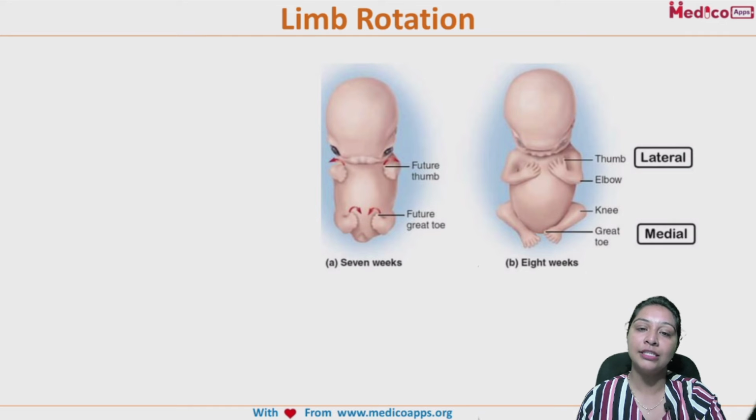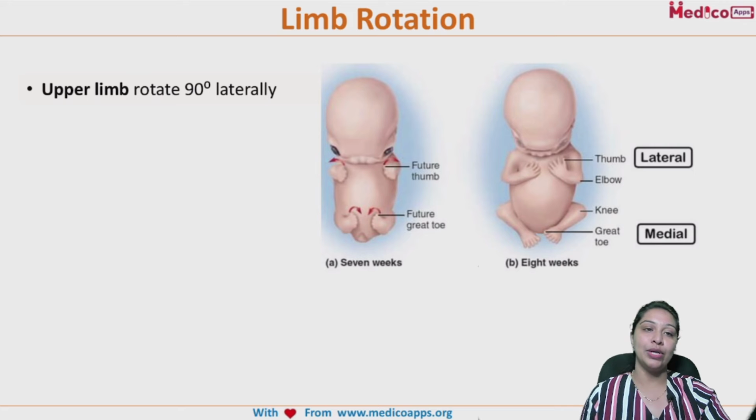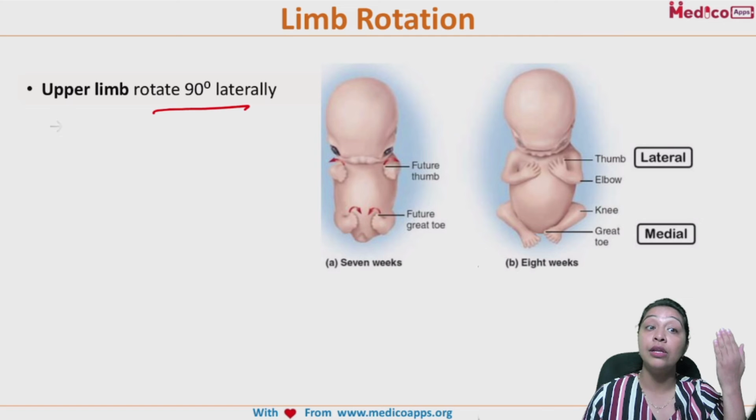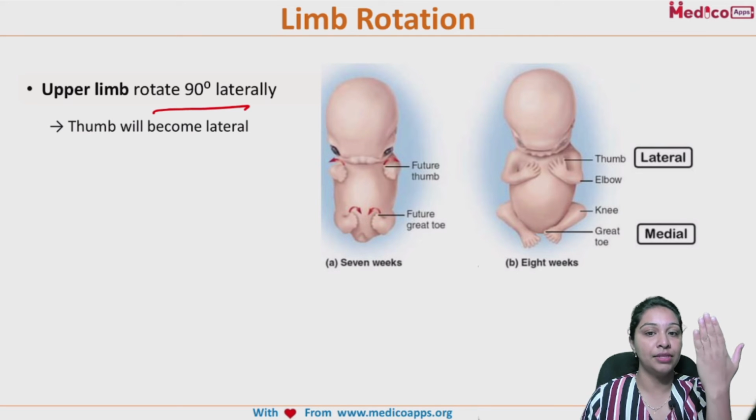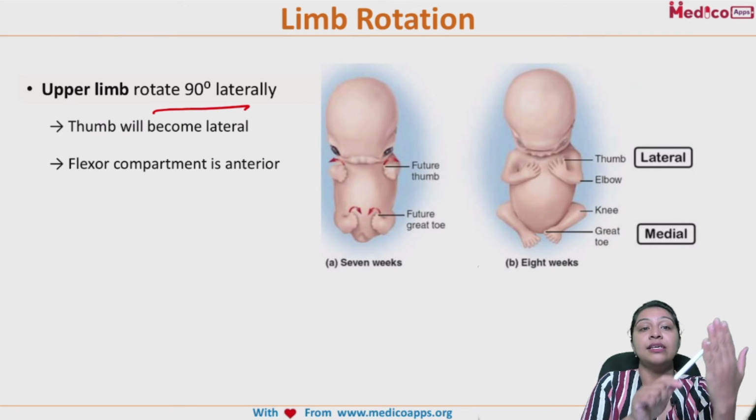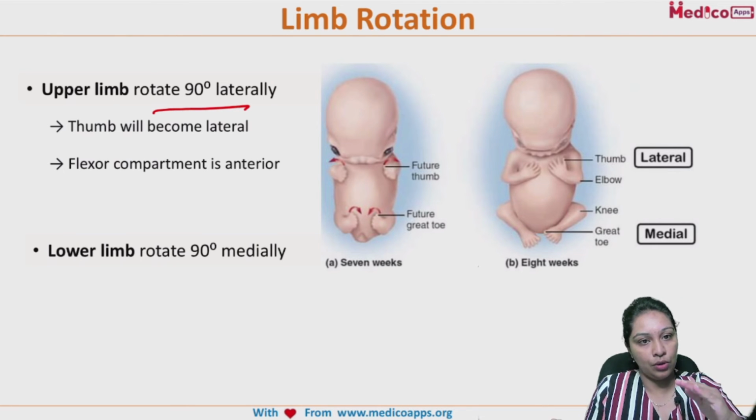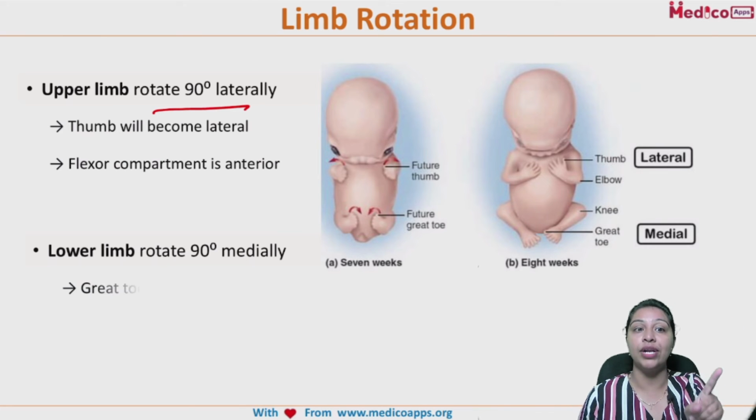Now we have discussed how the limb rotation varies between the upper limb and the lower limb in our upper limb classes. We'll quickly revise. In the embryonic life, the upper limb rotates 90 degrees laterally and the lower limb rotates medially. Because of this, the thumb becomes lateral in position, so the flexor compartment comes to lie anteriorly. This is just opposite to the lower limb, where the limb rotates 90 degrees medially, so the greater toe is located medially.